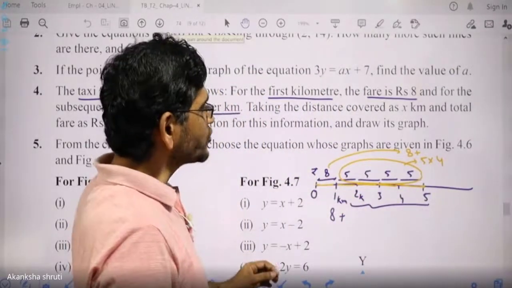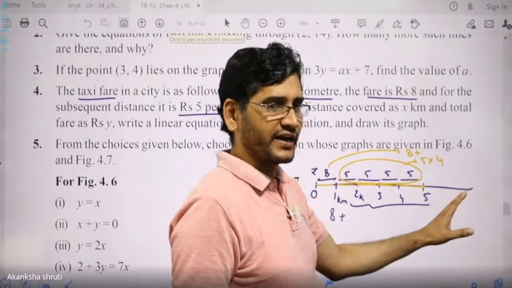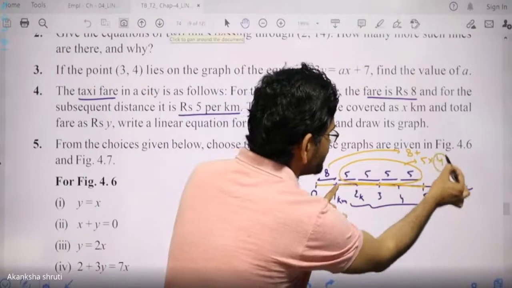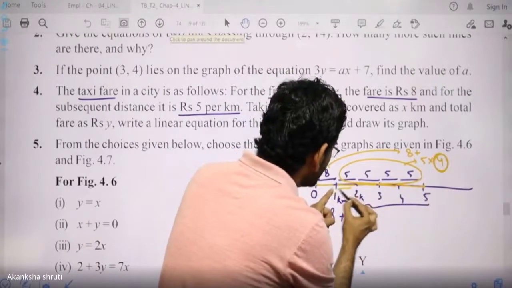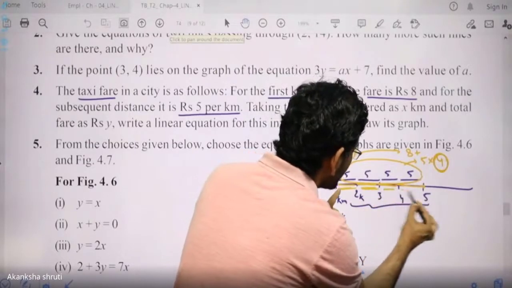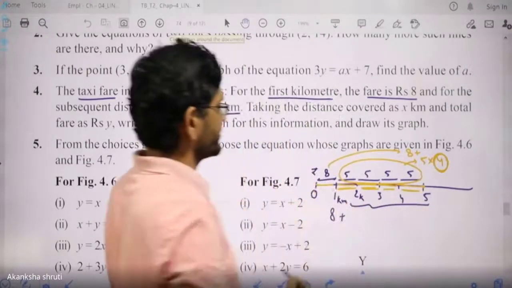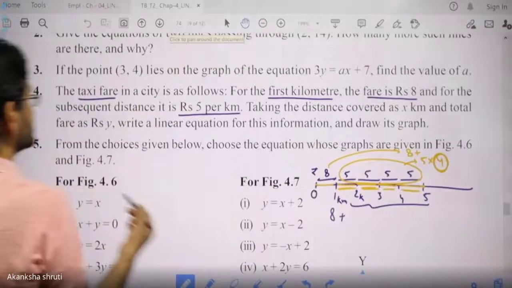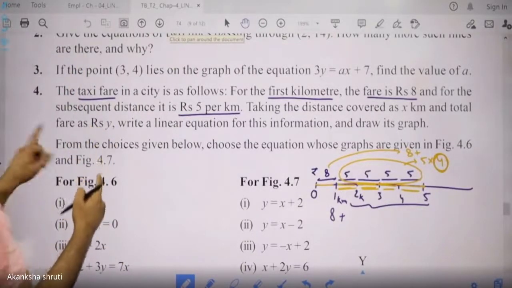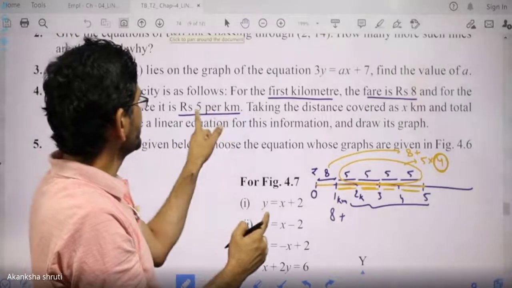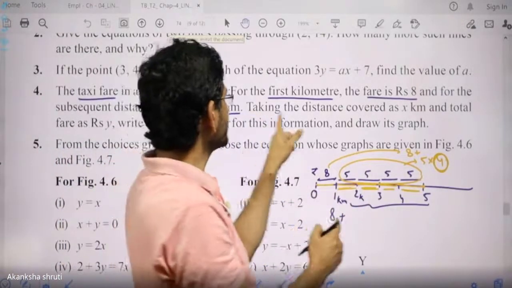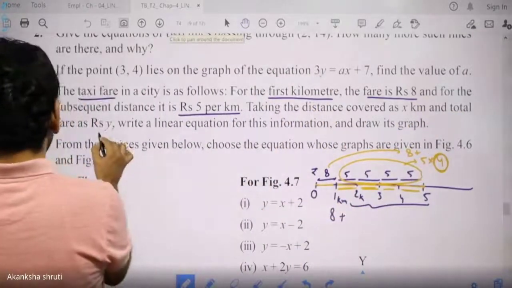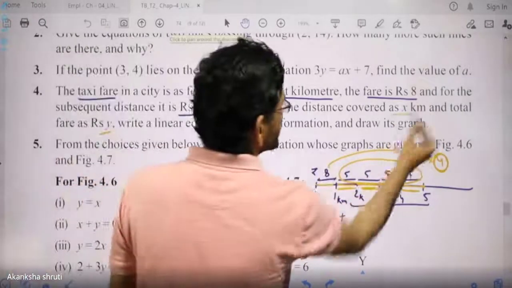So to write the equation for n kilometers, we have to take n minus 1. Keep in mind, this 5 is multiplied by 4. How is this 4? These are the 4 kilometers other than the first kilometer. This concept is very useful. It is asked even in class 10th, but here we have to write just the equation. Subsequent distance is ₹5 per kilometer. Taking the distance covered as x kilometers and the total fare as y, write down the linear equation.